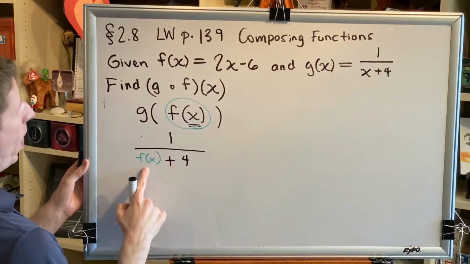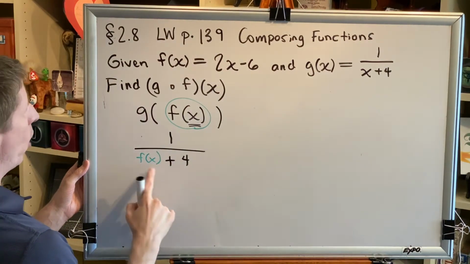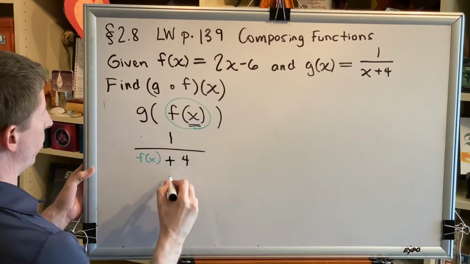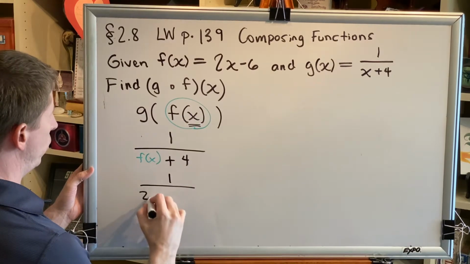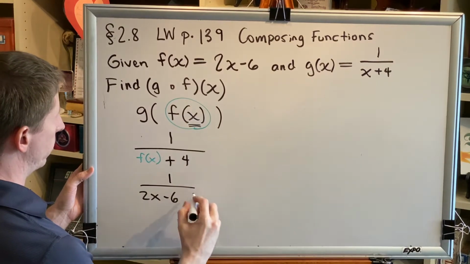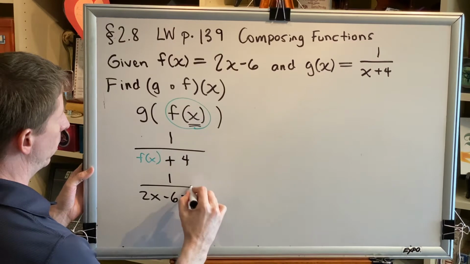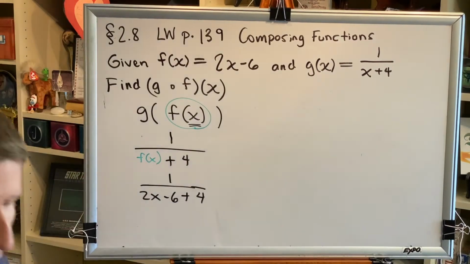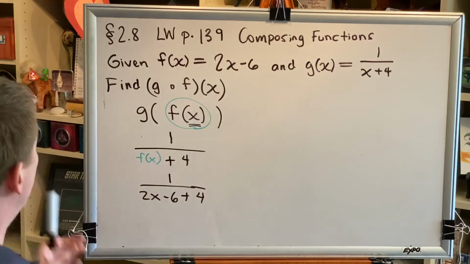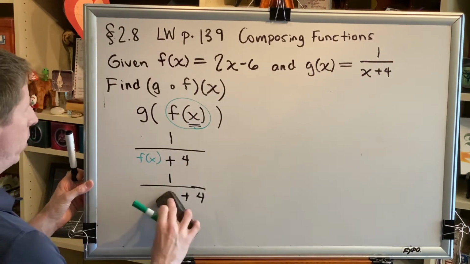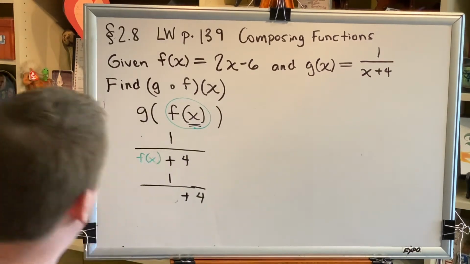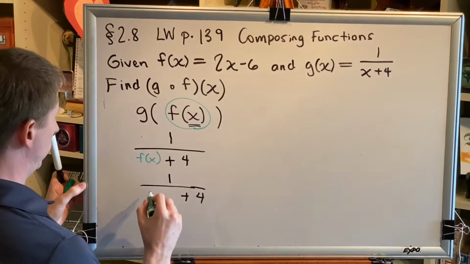All right, so now we're going to simplify. We know what f of x is equal to in this problem. It is 2x minus 6. I do not need parentheses here because f of x does not have an exponent or a multiplier, and it's not being subtracted.